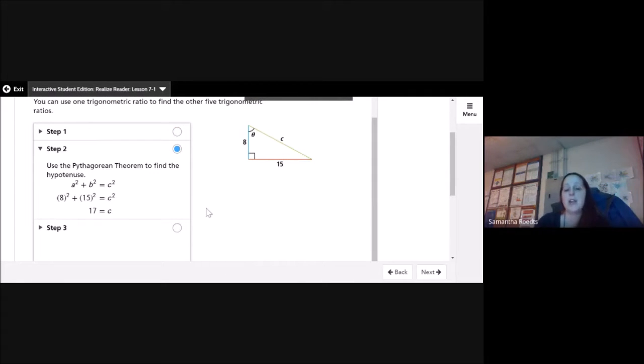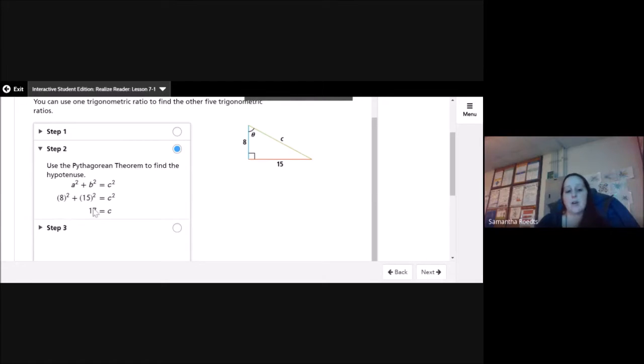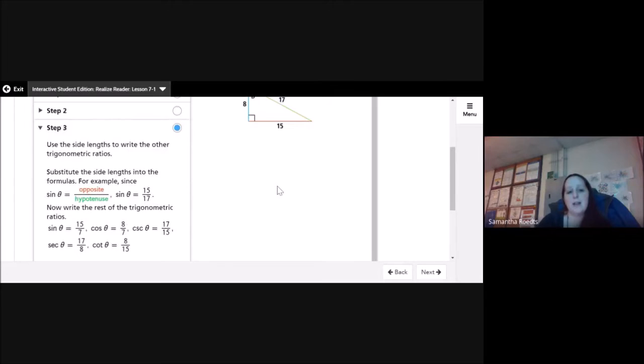Step 2, I use the Pythagorean theorem to find the hypotenuse because we need to know what this green side is in order to figure out the rest of the ratios. So remember Pythagoras' theorem, a squared plus b squared is c squared. It doesn't matter which one's a and which one's b, but your c is your hypotenuse. So a they used as 8 and b was 15. So 8 squared plus 15 squared equals c squared. When I simplify that, I get 17. Now that I have all of my sides, I can find my sine, my cosine, my cosecant, my secant, and of course I already knew my cotangent.